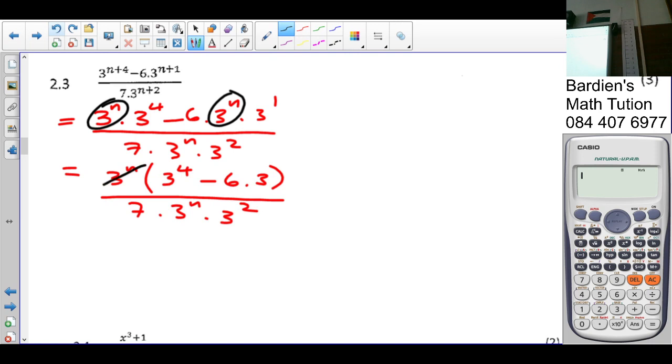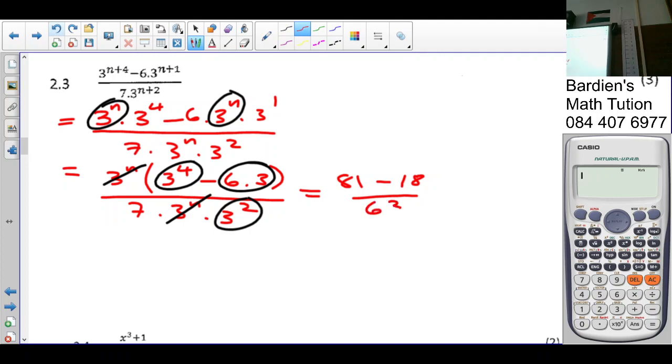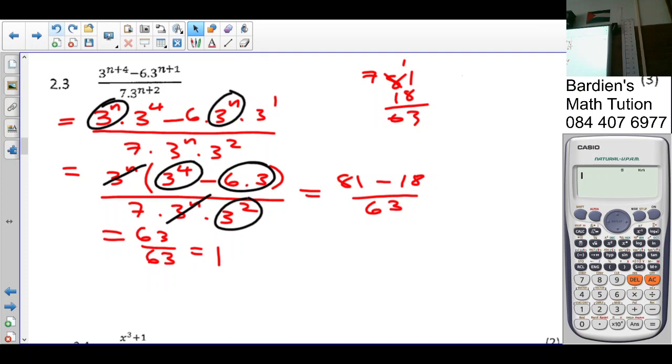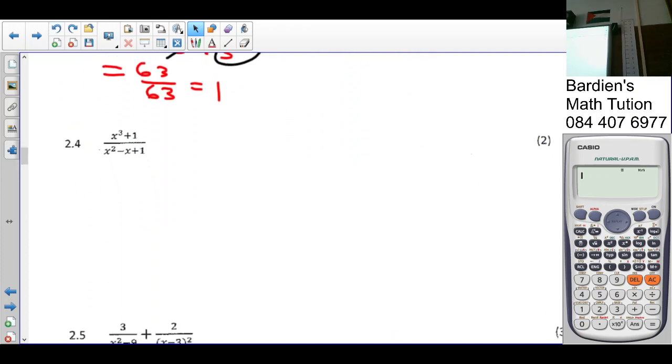So what happens is 3 to the n cancels. That is 81. 6 times 3 is 18. So it's 81 minus 18 over, that is going to be 9. 7 times 9 is 63. Now 81 minus 18, I think it's 63. I could be wrong, huh? 63. So it's 63 over 63, which is 1? Any confusion here, people? Any questions at this stage? No. Next one.